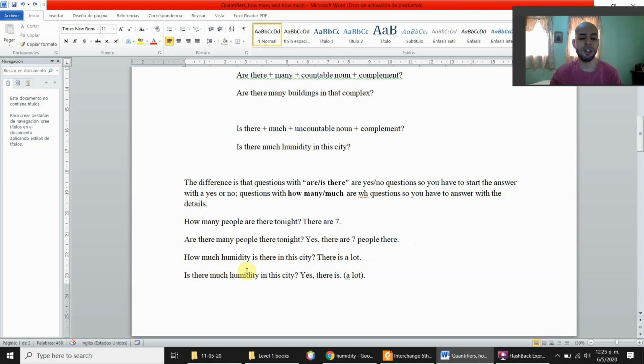Is there much humidity in this city? Yes, there is. You can answer with a lot at the end. Yes, there is a lot, if you wish, and you can also answer with yes, there is, and leave it like that. As simple an answer as that.